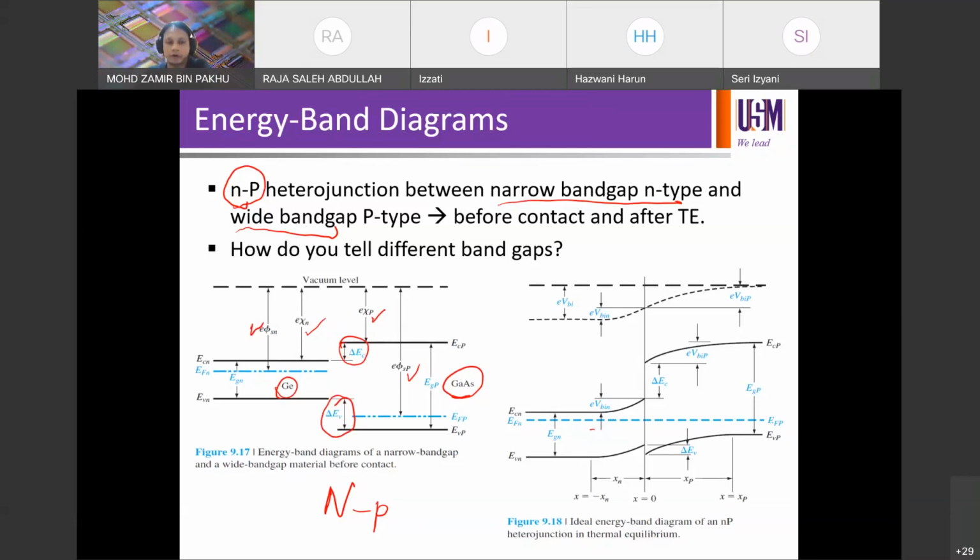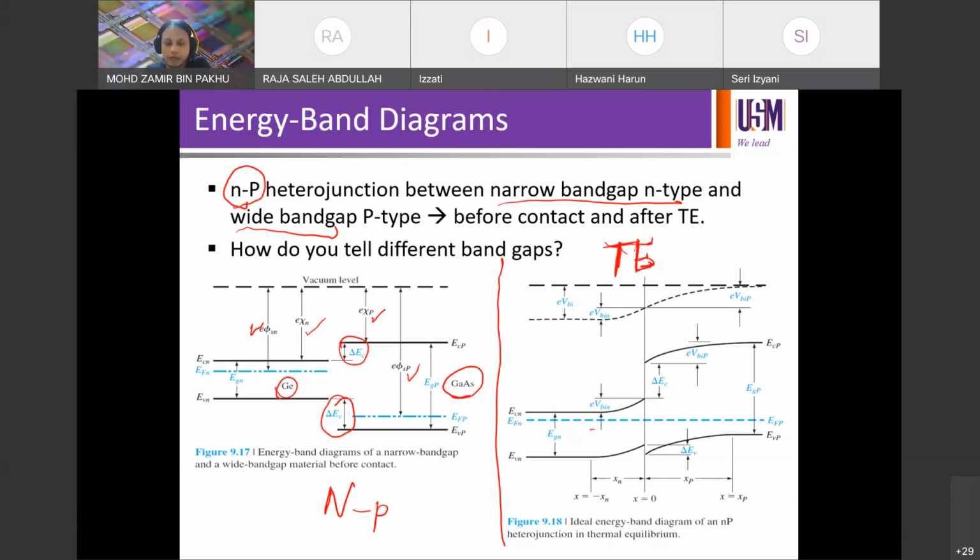Then this is before the combination. So after they are combined together and thermal equilibrium is achieved, thermal equilibrium means you have got the diffusion of carriers and all those stuff, until thermal equilibrium. So this is how it looks like.